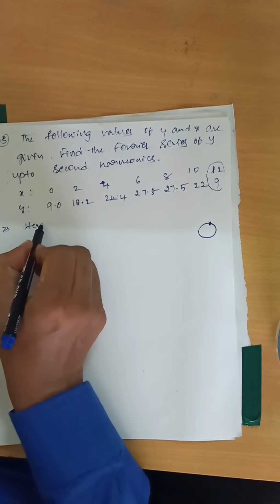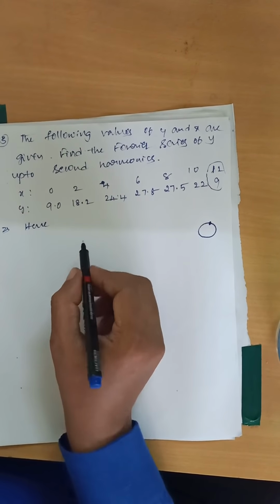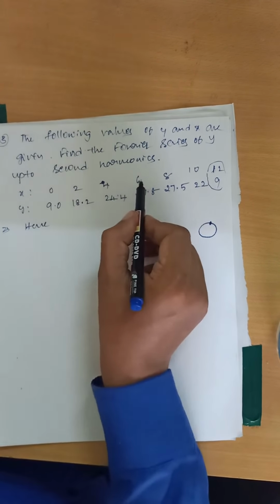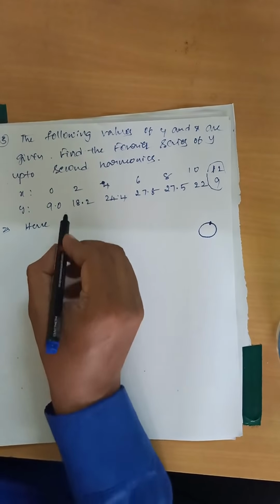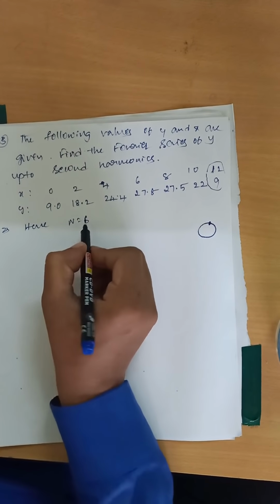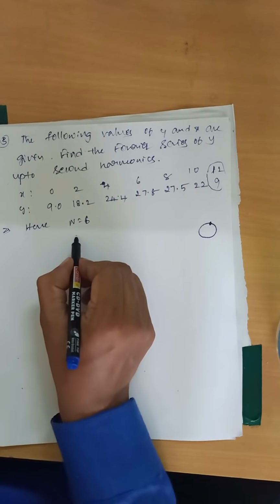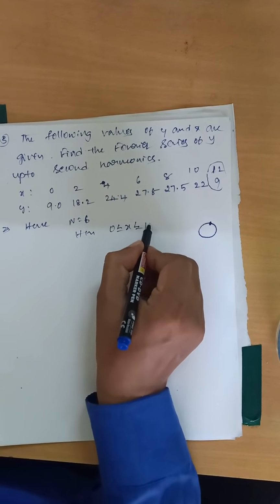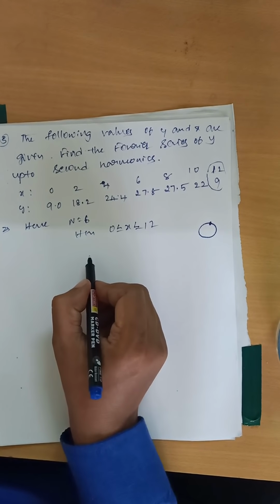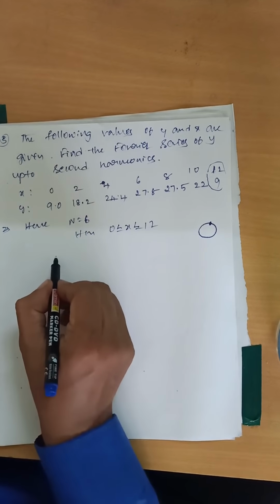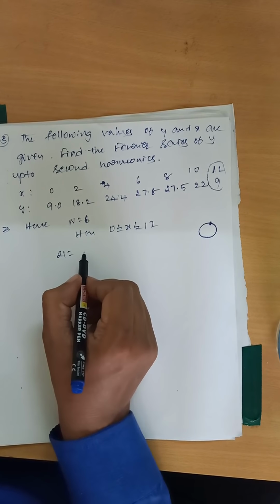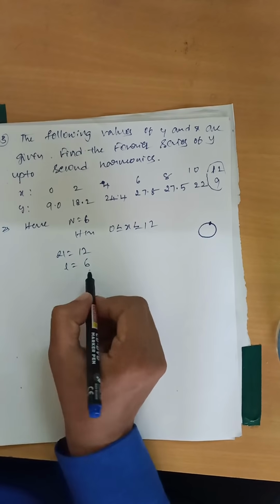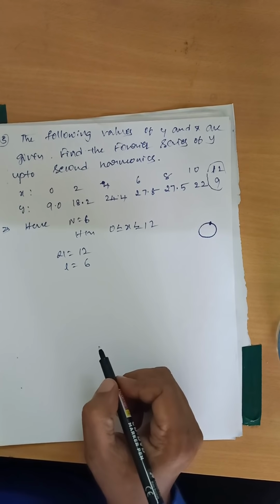So here, after neglecting the last reading, the n values are 1, 2, 3, 4, 5, 6, not 7. N is 6. Here 0 less than or equal to x less than or equal to 12, so 2L is equal to 12. L is equal to 6.